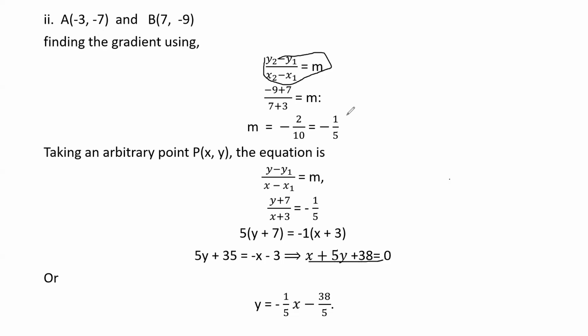Or after getting your gradient, as usual, you can find your C by putting the m and then any one of the points into y equal to mx plus C to get your C, and then come back to put the C value there, get the equation. So our equation now will be x plus 5y plus 38. Here you can still make the y the subject to get gradient and intercept. Okay? So that is II.